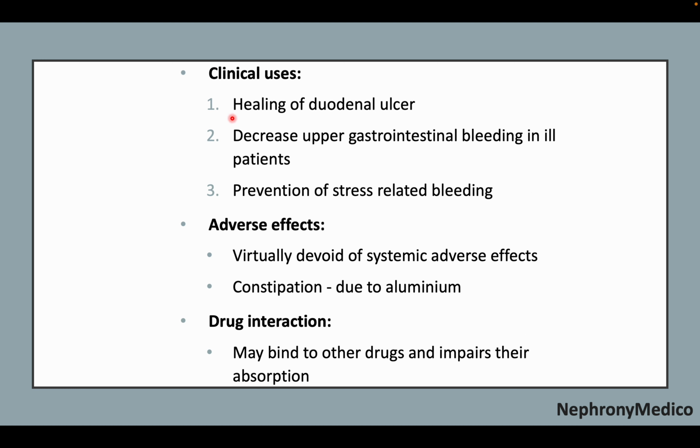Clinical uses: for healing of the duodenal ulcer, for decreasing upper gastrointestinal bleeding in ill patients, and for prevention of stress-related bleeding. Now, adverse effects. It is virtually devoid of systemic adverse effects, and constipation may occur due to aluminum. Drug interaction: it may bind to other drugs and impede their absorption.